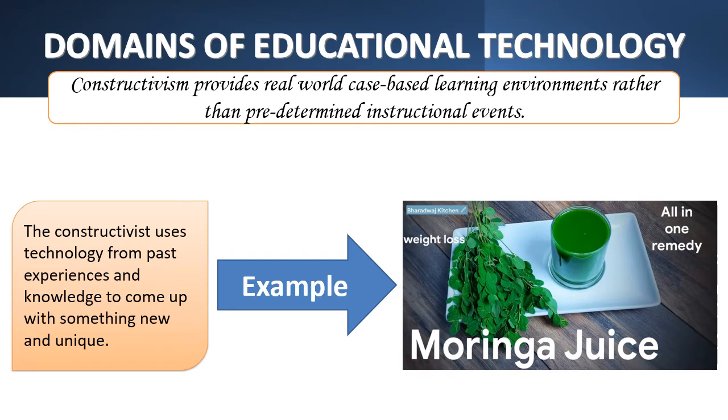They have to study the existing nutritional value of our vegetables and then they come up with a product. Like for example, the students already know the nutritional value of moringa, so to make it more usable, they made moringa juice. Okay, so that's the concept of constructivism: it provides real-world case-based learning environments rather than predetermined instructional events.